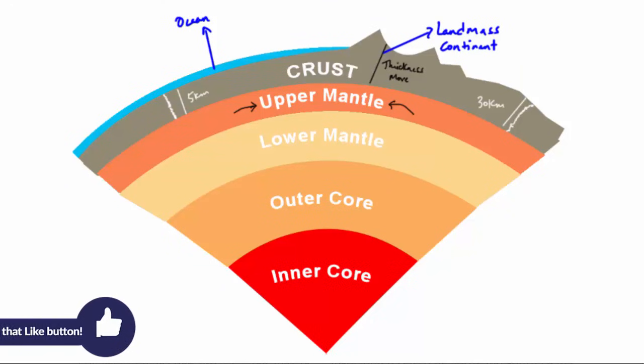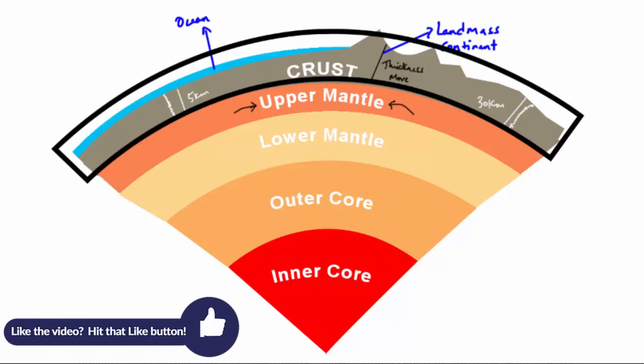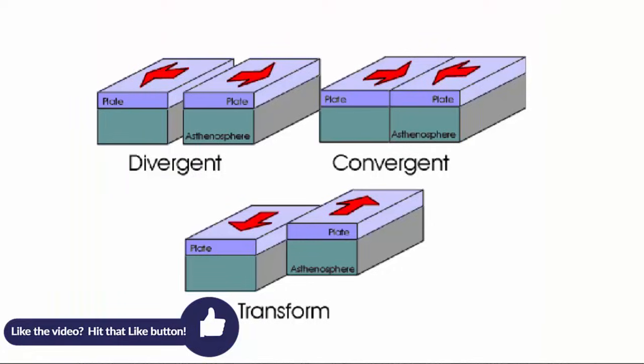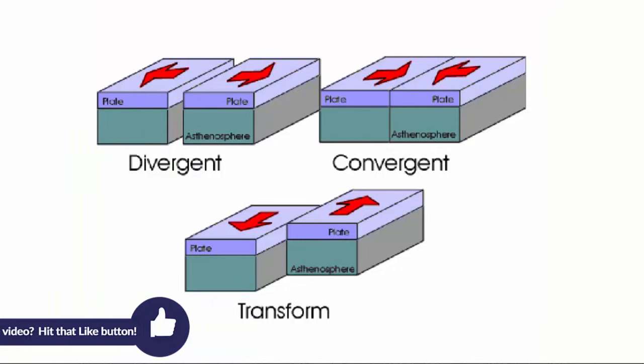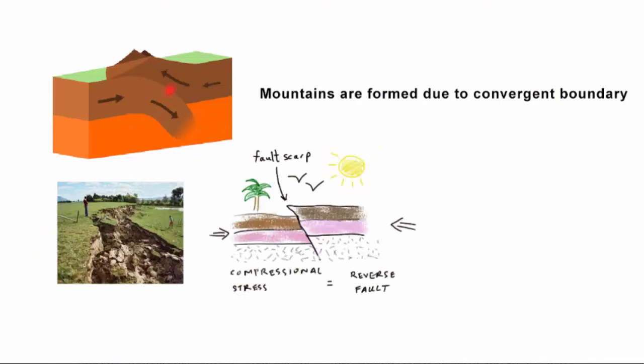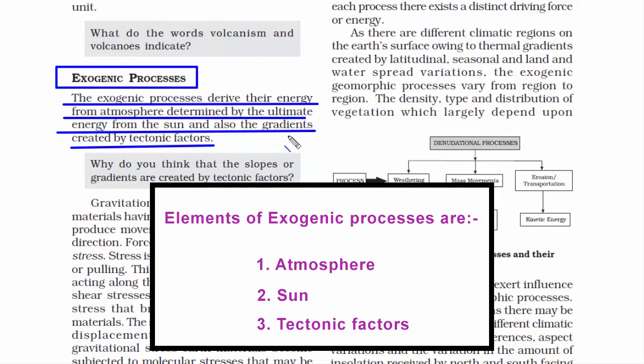It is due to tectonic activities. Remember that part where I said the crust is divided into some major and minor plates, and movement of these plates is called tectonic activity. So it is due to that mountains and other gradients are formed. So overall, the elements of exogenic processes are atmosphere, sun and tectonic factors.